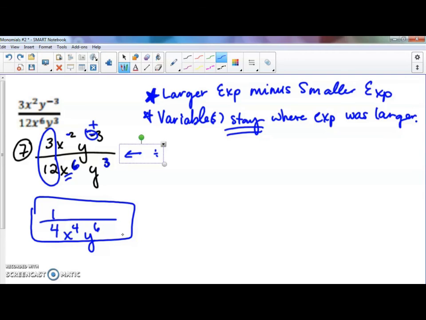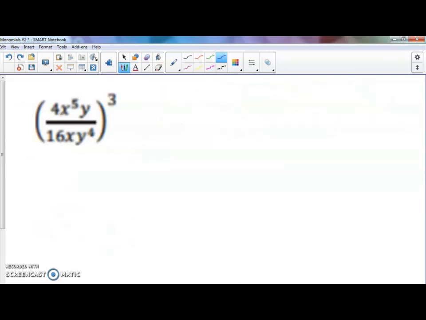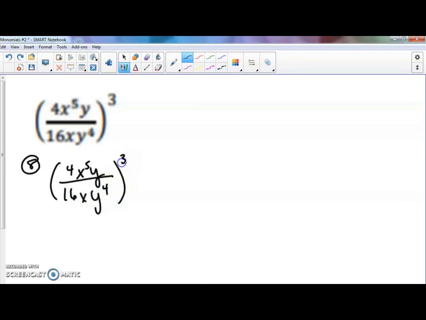Now let's see another one, just kind of make sure we understand that rule. So example 8, we have 4x to the fifth y all over 16 x y to the fourth, and now it's being cubed. Now your monomial rules are one of those that you can think about different ways. As long as you follow the rules, you'll be set.